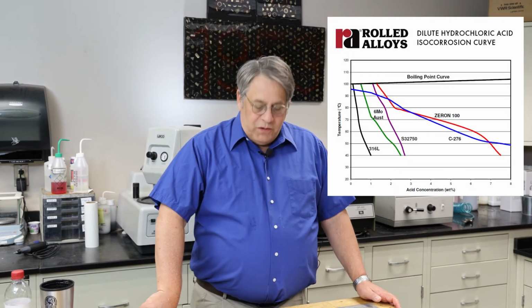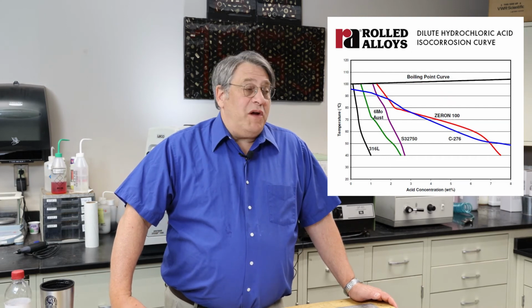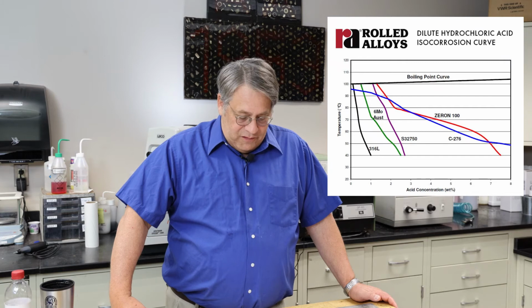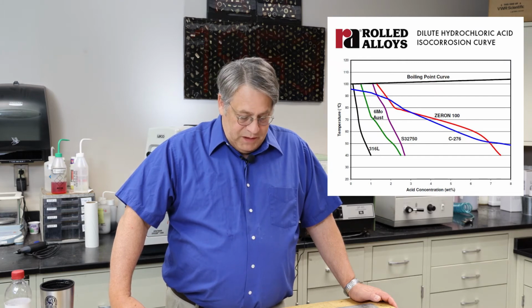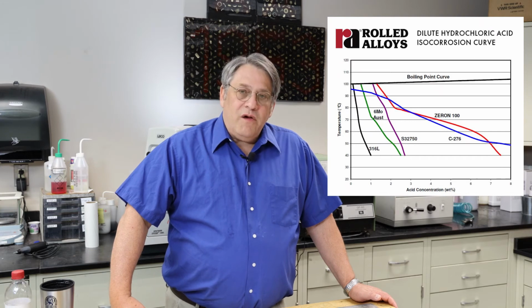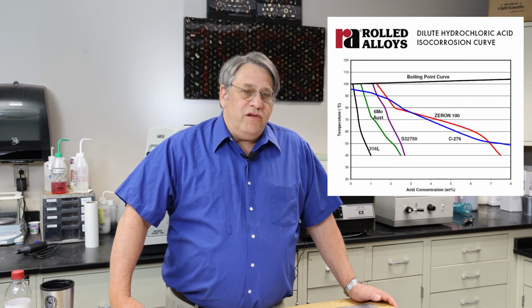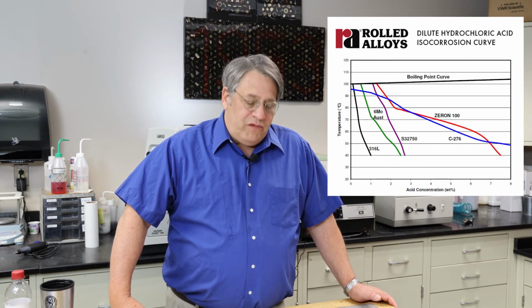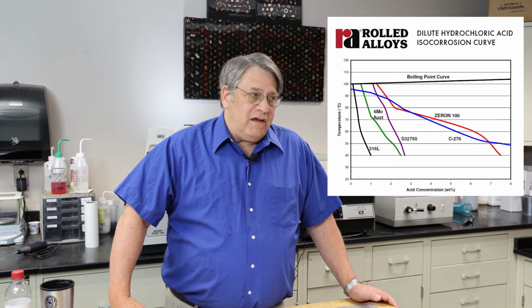The next acid we'll look at is hydrochloric acid. That's a much more aggressive acid to metals, but we use the same tool, the isocorrosion diagram. And in this case, once again, Xeron 100 does have some reasonable performance in the dilute range. It can be used up to about 1.7% at boiling and still give acceptable performance.